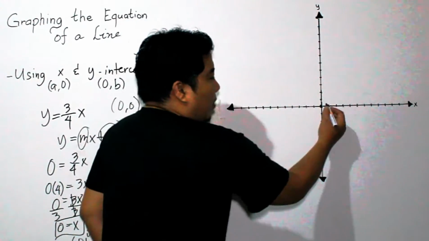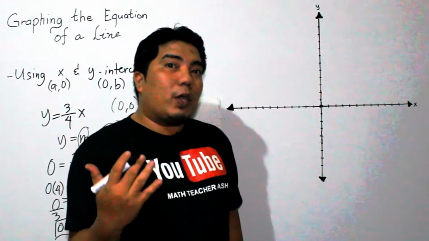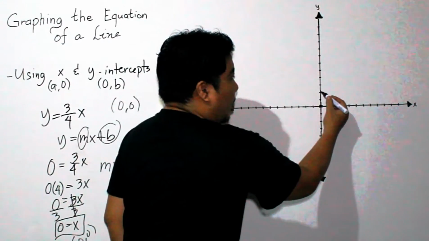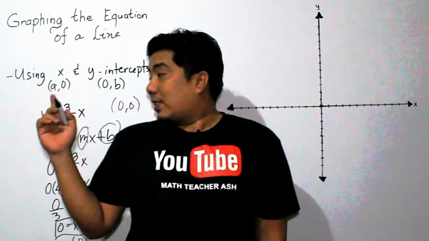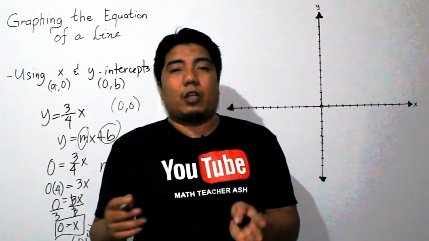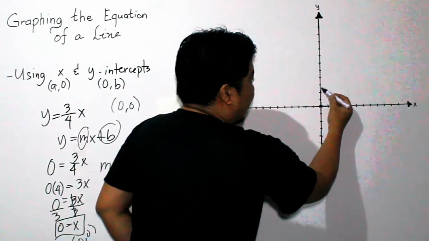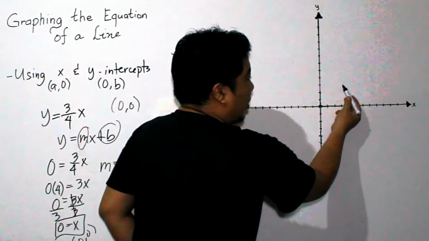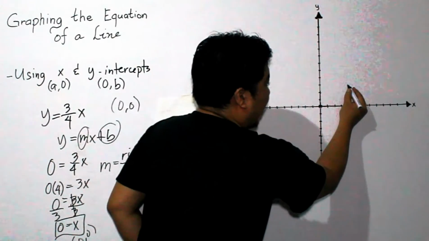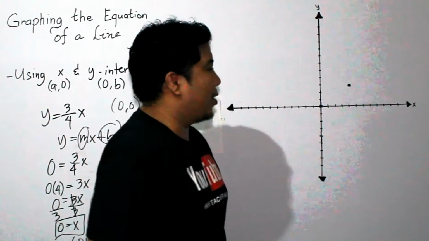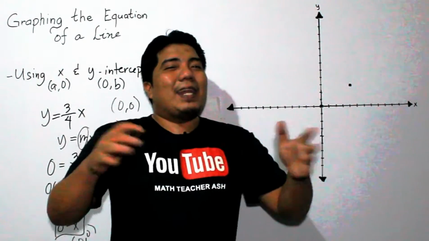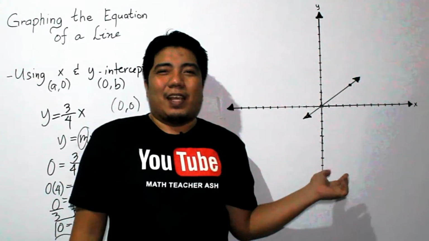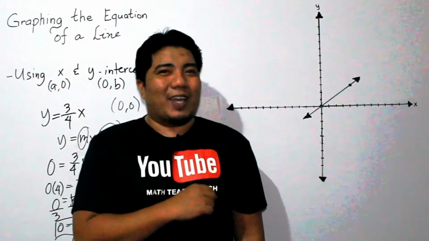Okay. So this is our point, right? Now we will rise 3 times. Since this is positive, that is 1, 2, 3. And then since this is also positive, our 4 denominator, we will run at the right side. So that is 1, 2, 3 for our rise. And we run 4 times: 1, 2, 3, 4. So that is basically here. Okay. So now you have the 2 points and now you can make your line. So how is that? This is how it is. Easy, right? Now let us go in using slope and the y-intercept.